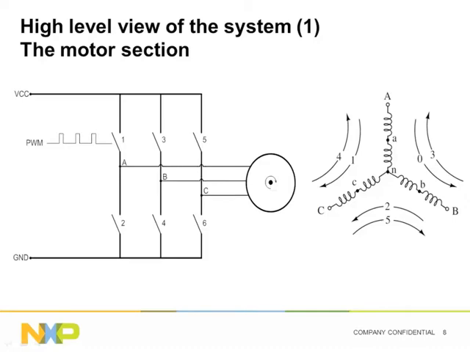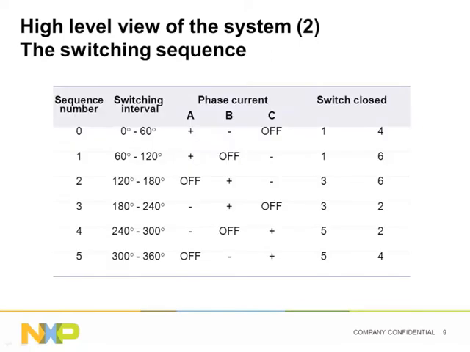On the right hand side of the picture, you can see a representation of the motor windings, and the curved arrows with the numbers represent the sequence in which the current will flow through the windings, depending on the switch's configuration. This table details the switching sequence. The sensors being used for determining the motor position allow us to track the motor rotation with a precision of 60 degrees, where a full rotation corresponds to 360 degrees. As you can see, in each interval, different signals need to be driven in order to properly excite the motor windings. The last column indicates which switches need to be active in each sector.